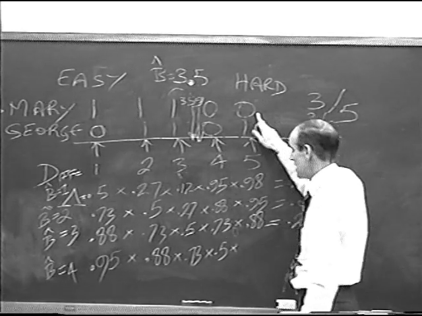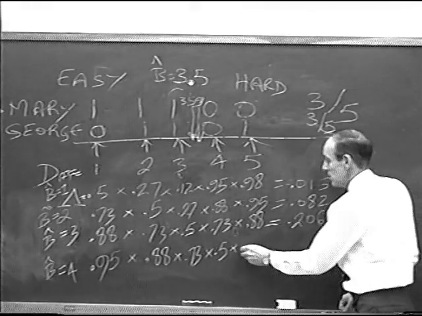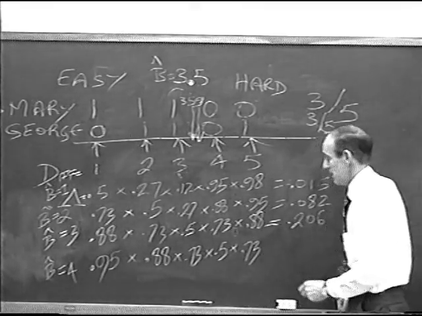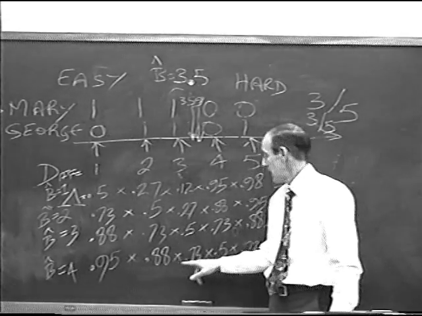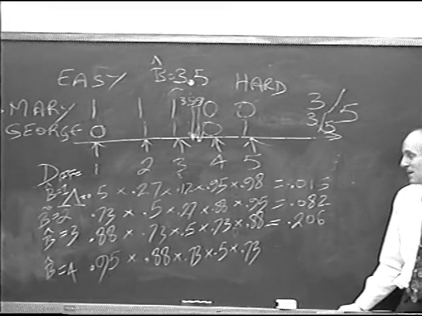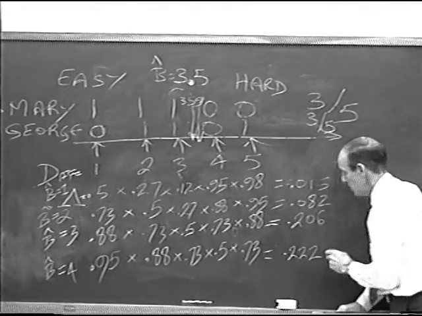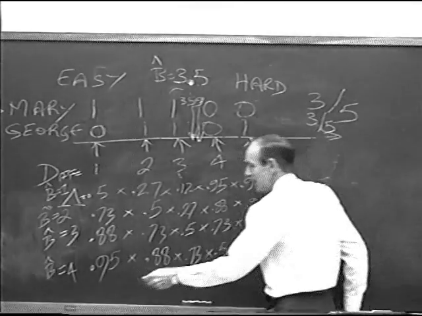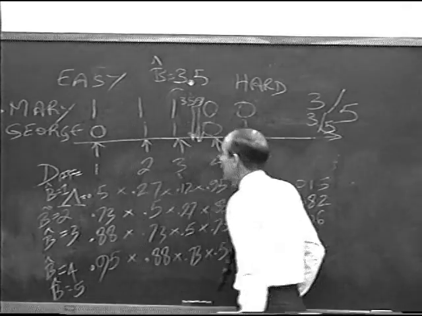And she fails on this last item. We expected her to do that, so that's 0.73. What does this give us? 0.95 times 0.88 times 0.73 times 0.5 times 0.73. 0.222. Okay, 0.222. And just to try the whole range, ability equals 5.